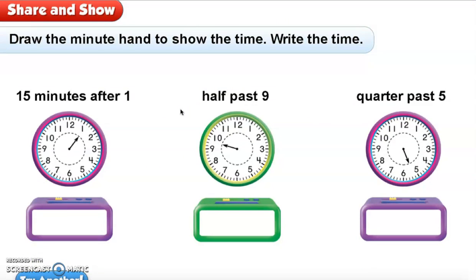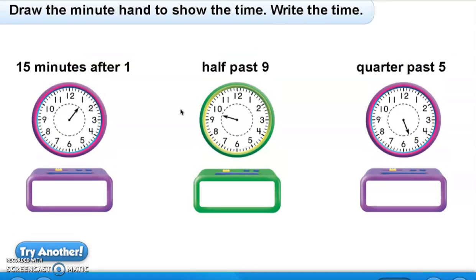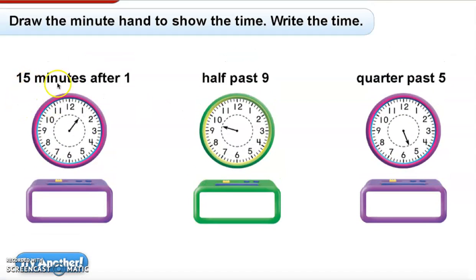So let's draw the minute hand to show the time and then write the time. So we're going to draw the minute hand and then we're going to write the time on the digital clock. So this one says 15 minutes after 1. So remember, if I wanted to find 15 minutes on the clock, I can just count by 5s for each number. So 5, 10, 15. So I know that my minute hand is going to be pointing right at that 3. So I'm going to draw my minute hand. Okay? And so now we know that our time is 1:15. So that's what this would look like. 1:15. Okay?